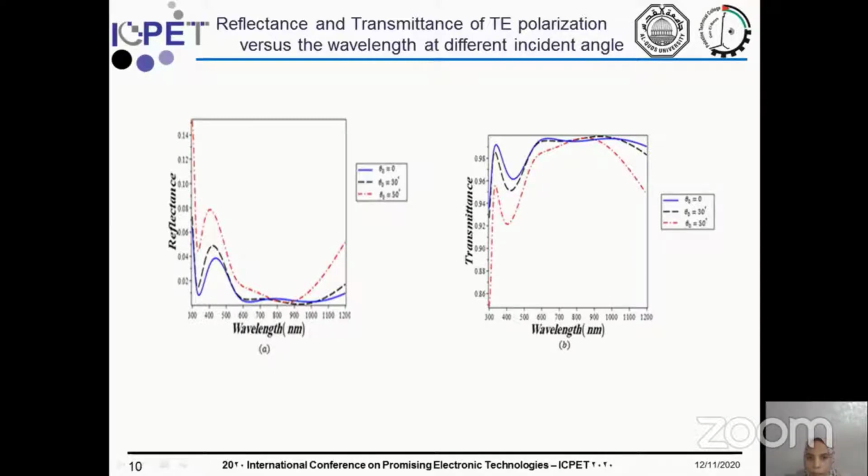Reflectance and transmittance of TE polarization versus the wavelength at different incident angle. As we see in figure, as the incident angle increases, the reflectance increases. At incident angle 0, the reflectance decays to about 0 and transmittance attains about 0.95. That means that at normal incident, the reflectance is minimum and the transmittance is maximum.